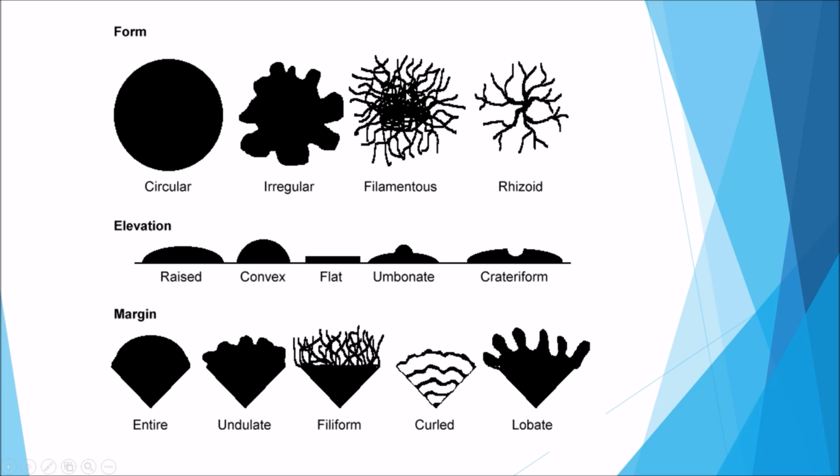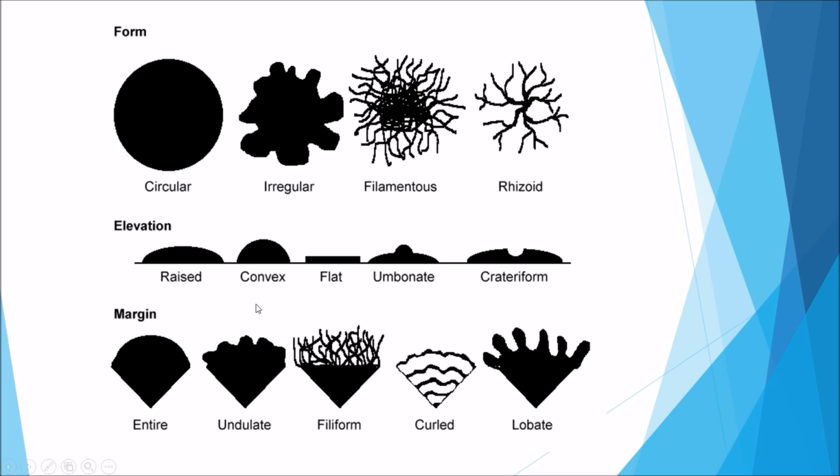This diagram is showing you a few examples of colonial morphology. By that I mean what you can see on an agar plate. If you're looking down at it from a bird's eye view, you can get circular colonies, irregular, filamentous, or rhizoid shaped colonies, so quite a few different shapes there. Then if you look at it from the side view, is the colony raised? Is it convex shaped, flat, umbonate, crater formed, or even concave, so like the reverse of that?